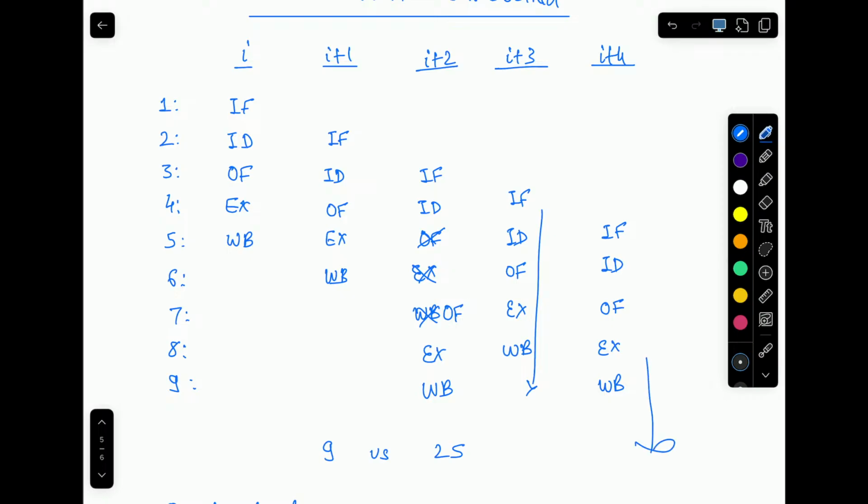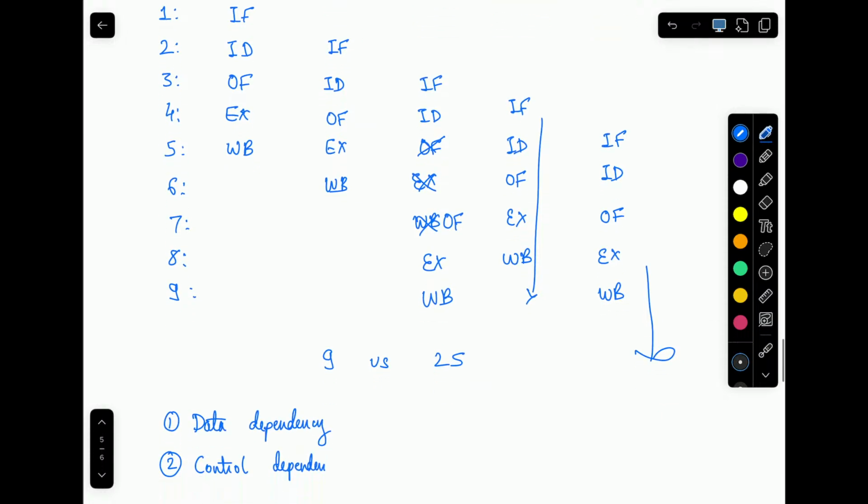This was the ideal scenario, that if there is no stall, in this case I may be able to finish execution of all 5 instructions in 9 cycles. But in a general program, you may have dependencies on previous instructions, either data dependencies or control dependencies, which may require you to create these holes in the pipeline, which are called stalls.